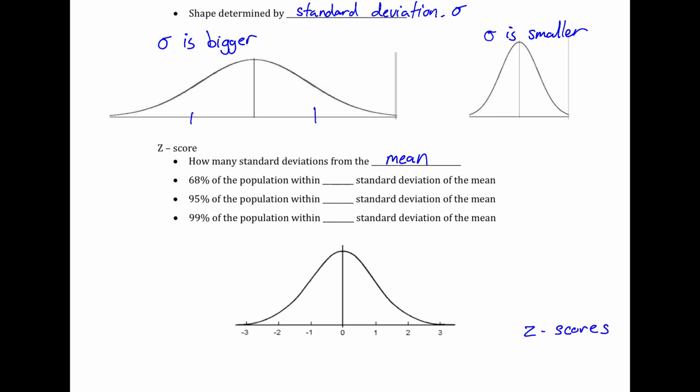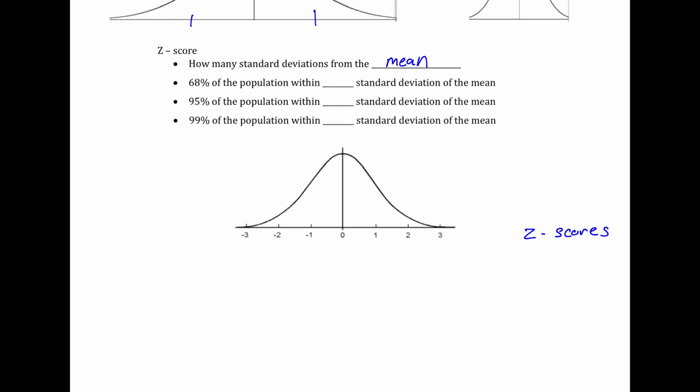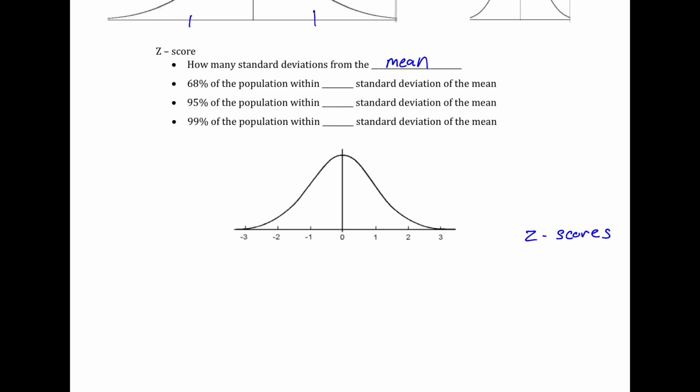So all these numbers are z-scores. What we have here is 68% of the population is within 1 standard deviation of the mean. So all of this space in here is 68%. Between 1 standard deviation above and 1 standard deviation below, that's 68% of this whole shape.